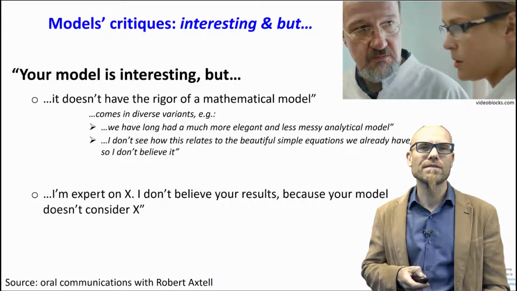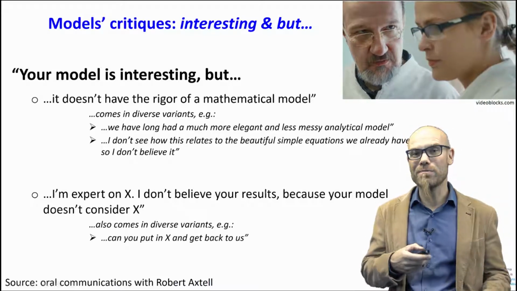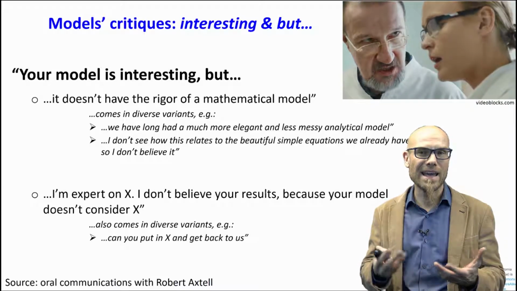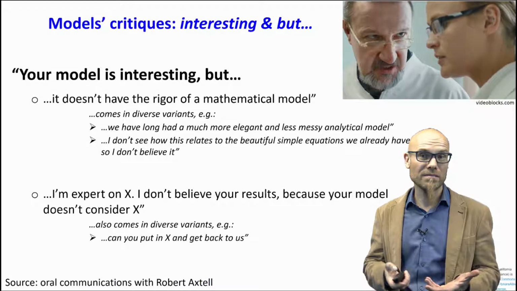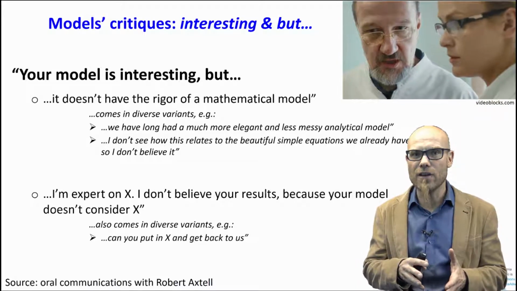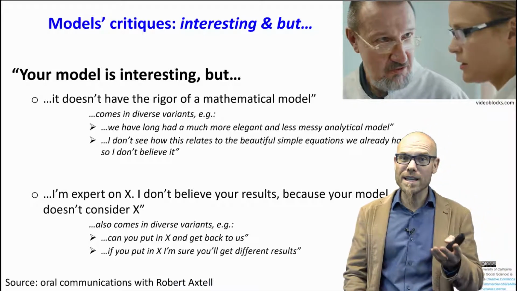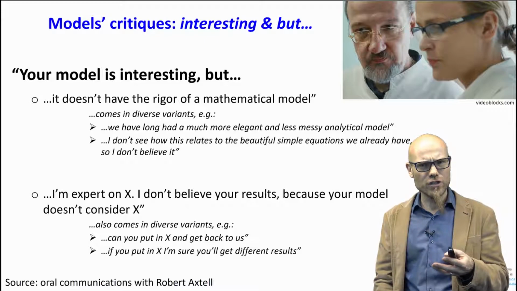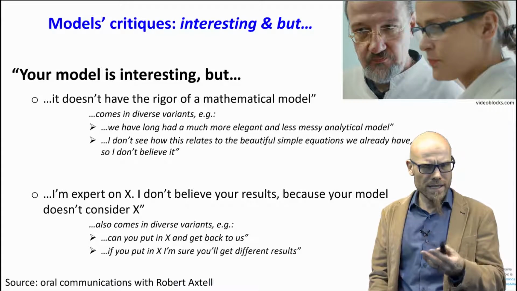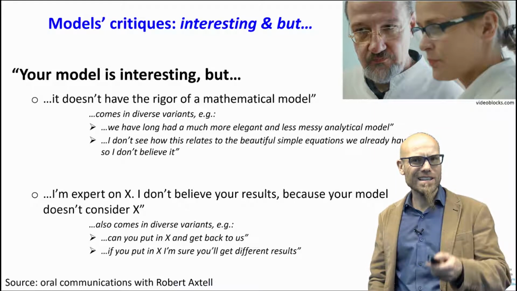One variant, for example, goes something like this. Well, can you put in X and get back to me? Your boss would say that. Or a peer reviewer, or otherwise your graduate student's thesis cannot be published until you also put in X and then get back to this person. Another variant of that says, well, if you put in X, this other variable, right, I'm sure you get different results. And as we also saw on Sugarscape, yes, if we put in different variables, things can change, things can be different. You change your assumptions, you don't get the same result. So it's a very valid critique. It is important to consider things that actually matter. That's a really hard problem.